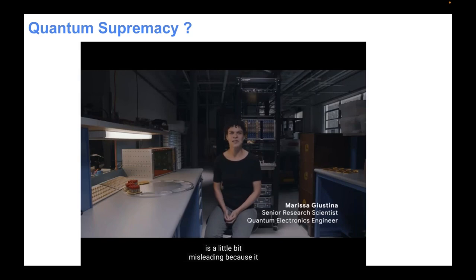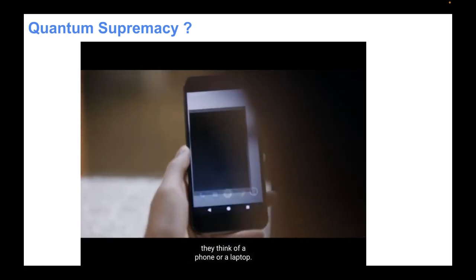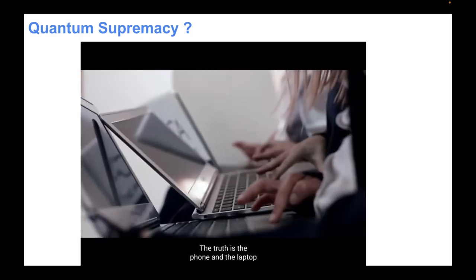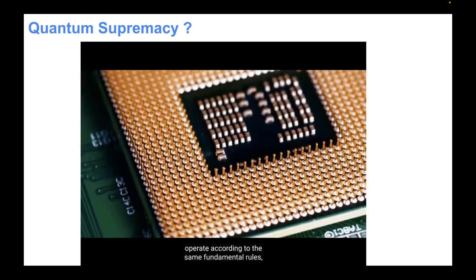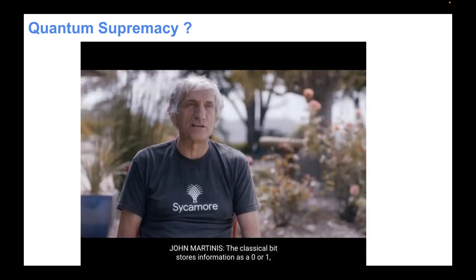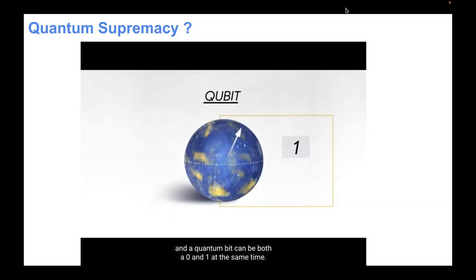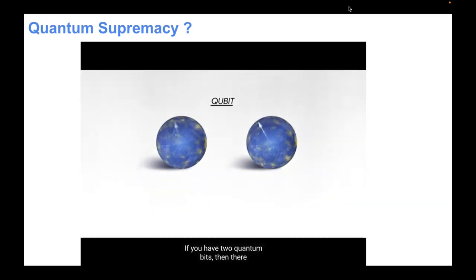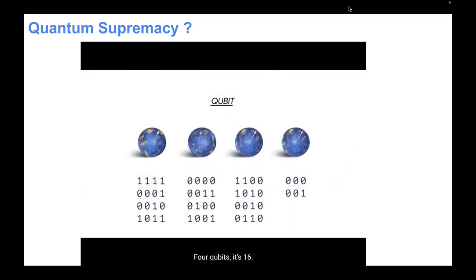The word quantum computer is a little bit misleading because it sounds like a computer. And when people think of a computer, they think of a phone or a laptop. The truth is the phone and the laptop and even a very powerful supercomputer all operate according to the same fundamental rules. And a quantum computer is fundamentally different. The classical bit stores information as a zero or one. And a quantum bit can be both zero and one at the same time. If you have two quantum bits, then there are four possible states that you can put in superposition. With three qubits, it's 8, with four qubits, it's 16.